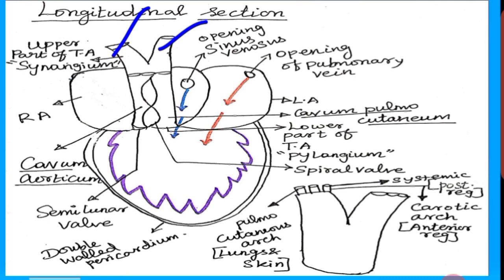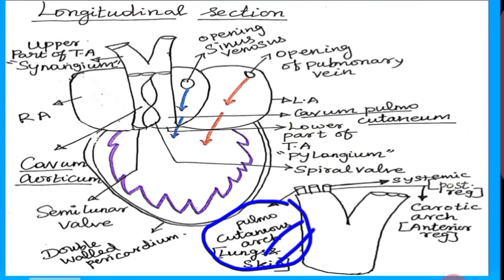They are carotid arc, which supplies the blood into anterior region of the body. Then systemic arc, which supplies the blood into posterior region of the body. Then pulmocutaneous arc, which supplies the blood into lungs and skin.